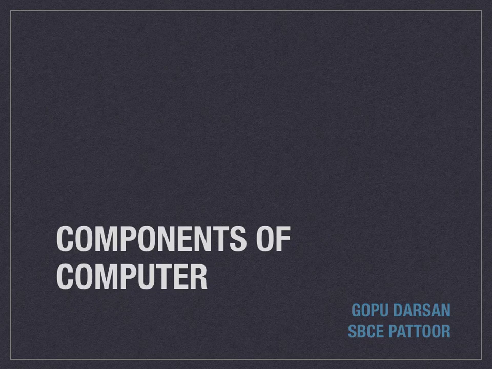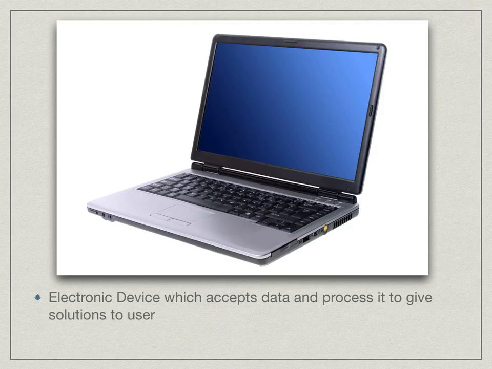Hi all, now we are going to study what the components of the computer are. In the previous lecture we defined the computer as an electronic device which accepts data and processes it to give solutions to the user. In this definition I'm going to take three important parts. The first one is accepting the data, the second one is processing the data which is accepted by the computer, and the third one is the solution to the user.